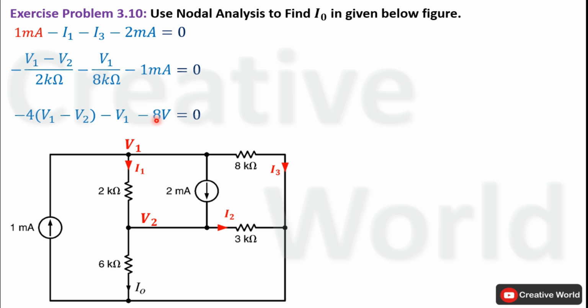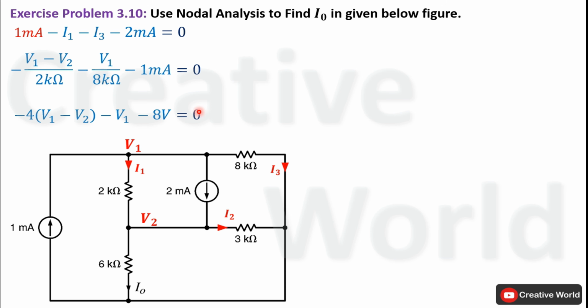Now place this constant value on the other hand side of equal and open these brackets. The equation will become minus 4V1 plus 4V2 minus V1 equal to 8 volt. Add values having same variables together. The equation will become minus 5V1 plus 4V2 equal to 8 volt. We cannot further solve this equation, so we will leave it for now and label it as equation A. It is the first node voltage equation of this network.